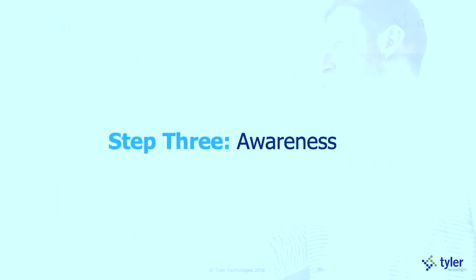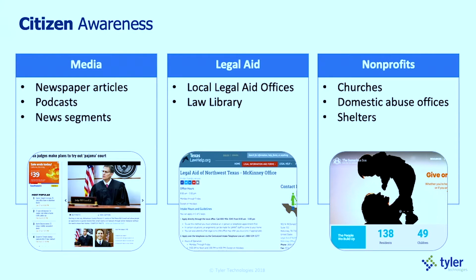Okay. All right, we're on to our step 3 now, which is the awareness. So really the most important people that you're trying to get aware of this program are your citizens, right? You want to think about getting your local newspapers engaged. Maybe there's podcasts that the court puts out. I know in Florida there's a couple of podcasts that the courts do, so maybe that's something that you would want to do. Getting a quick little news segment on your local TV.